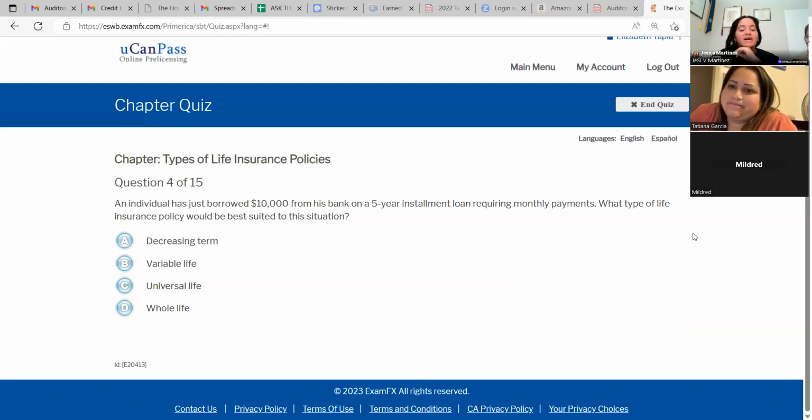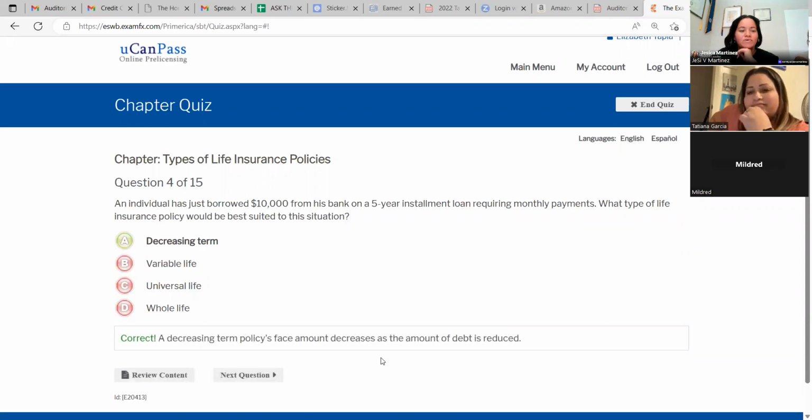An individual has just borrowed $10,000 from his bank on a 5-year installment loan requiring monthly payments. What type of life insurance policy would be best suited to this situation? A decreasing, a variable, a universal, or a whole life? Hold on. You just borrowed $10,000 from the bank on a 5-year installment loan, which means you're going to pay it down to 0 in 5 years. So decreasing term. It's the only policy in which the face amount starts going to 0. So the first year may be 10, then 8, 7, all the way down to 0.